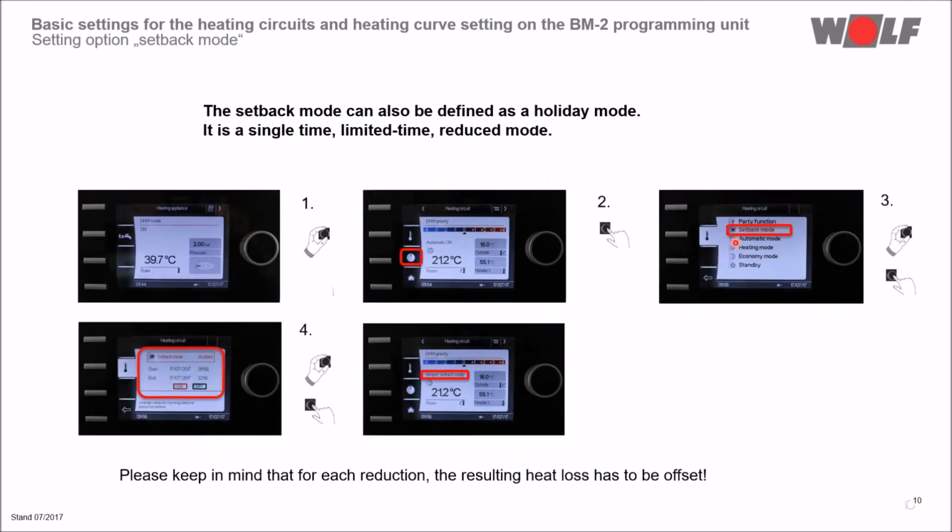The setback mode setting option is also defined as holiday mode. It's a single time, limited time, reduced mode. To activate this mode of operation, turn the rotary selector to the heating circuit. Once again, select the rotary selector icon with the Quick Start keys. Using the rotary selector, select setback mode. Program the times and press to confirm. Temporary setback mode is now indicated on the display. Please note that heat loss has to be offset here as well.